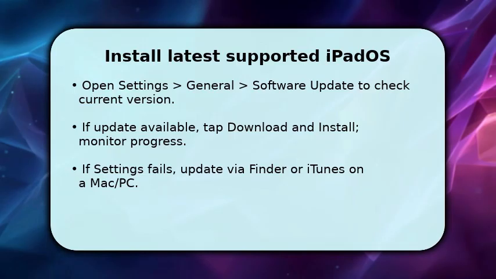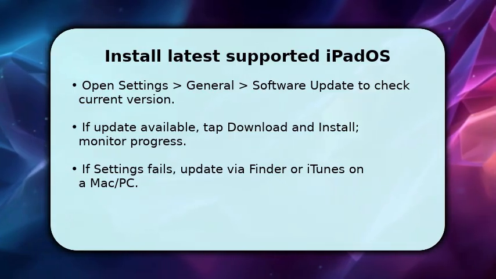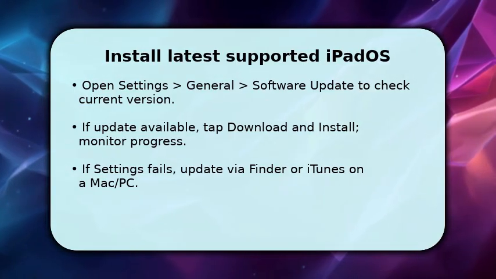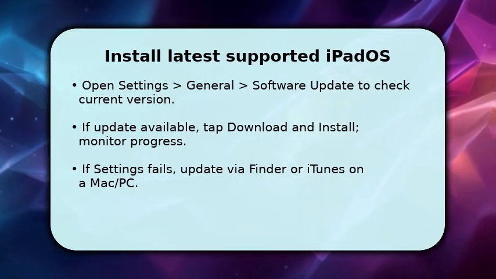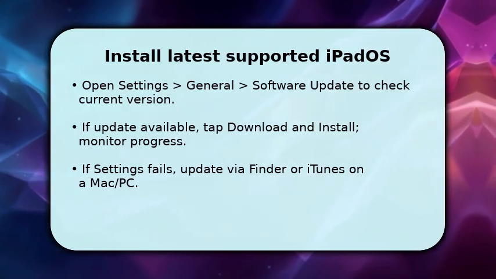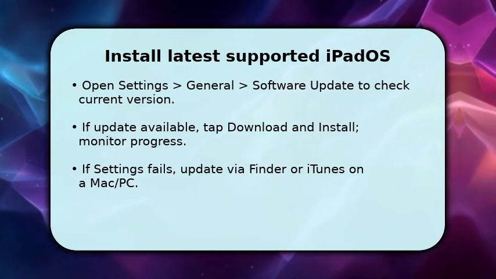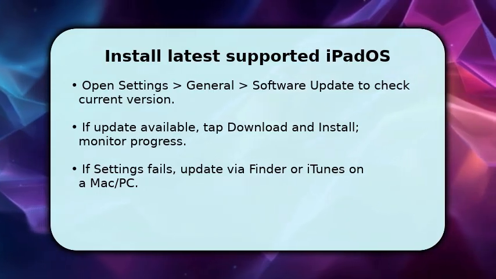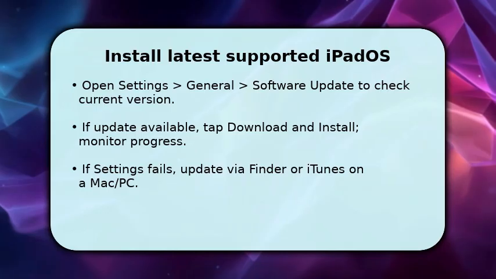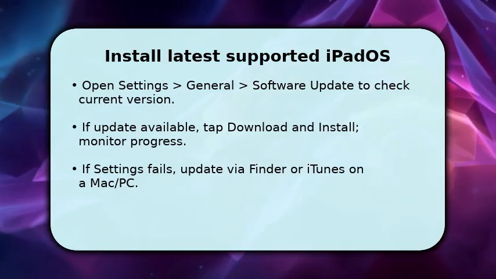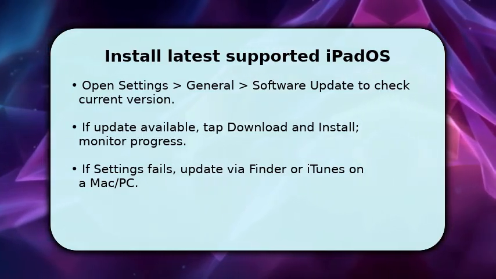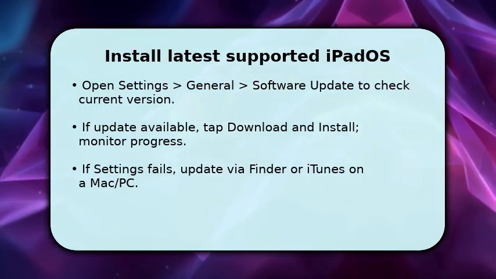Install the latest Apple firmware. It accepts and prepare for alternate feature options. Begin the actual update. Go to Settings, General, Software Update, and download the newest version Apple still signs for the Air 2. This will be iPadOS 15.x for that model. If the OTA route stalls, connect the iPad to a Mac or PC, open Finder or iTunes, select the device, and choose Update. This often succeeds when over-the-air fails.